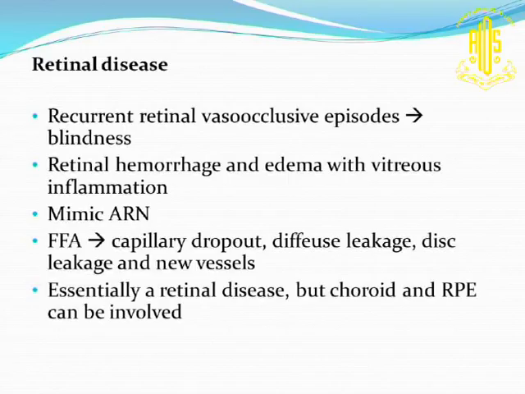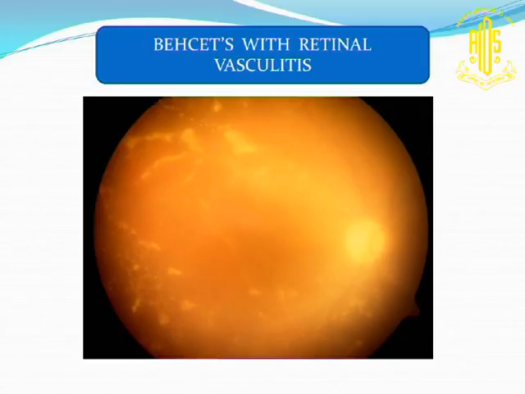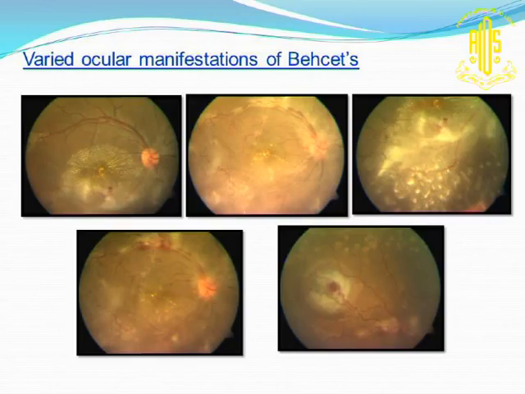Retinal disease: recurrent retinal vascular-occlusive episodes, retinal hemorrhages and edema with vitreous inflammation mimics ERM. FFA shows capillary dropout. I will show you the FFA picture. This is Behçet's disease with retinal vasculitis. These are the other ocular manifestations of Behçet's disease.